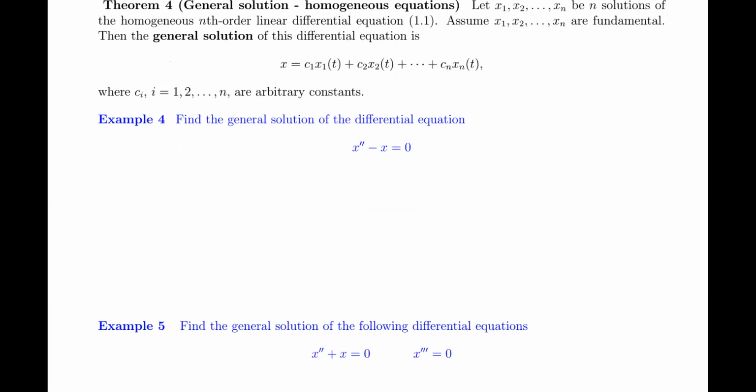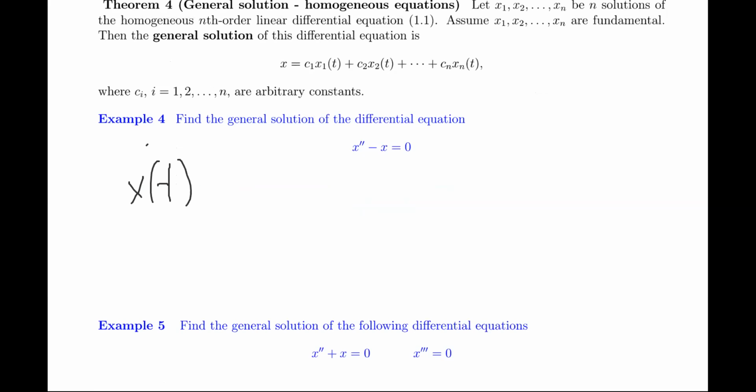So we're going to do an example here. We are going to find the general solution of the differential equation x double prime minus x equal to 0. We've already found some solutions here. We noticed that x of t equal to e to the t is a solution, and we also noticed that x of t equal to e to the negative t was a solution.